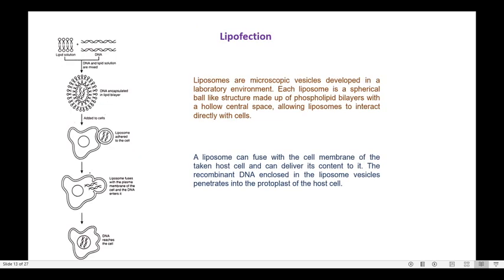The next method is liposome-mediated transfer. Liposomes are microscopic vesicles developed in a laboratory environment. Each liposome is a spherical ball-like structure made up of phospholipid bilayers with a hollow central space, allowing liposomes to interact directly with cells. The liposome can fuse with the cell membrane of the target host cell and deliver its content to it. The recombinant DNA enclosed in the liposome vesicles penetrates into the protoplast of the host cell. So using this principle, we can transfer our recombinant DNA into the plant cell.